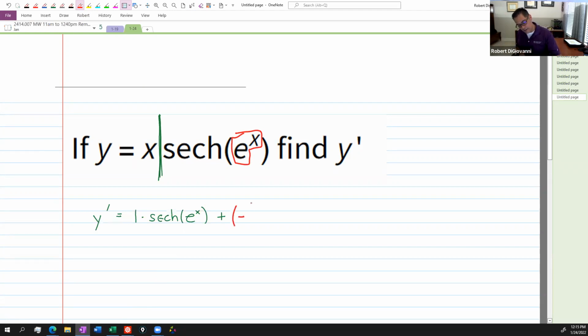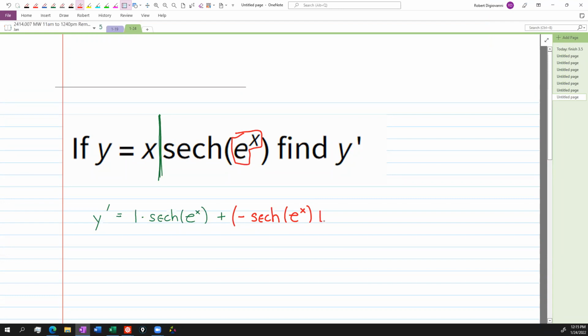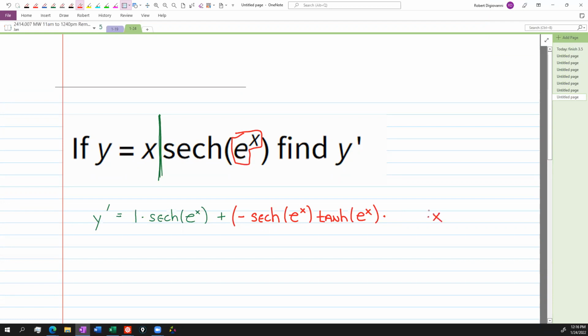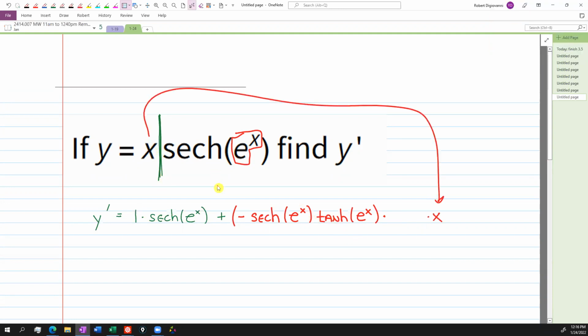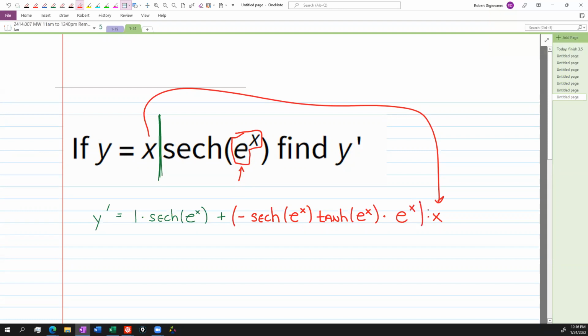The derivative should be negative. Who's got it? Negative what? Secant hyperbolic of what? E to the x. Good. And then tangent hyperbolic e to the x. Good. And then it's times 1, or is it? No, e to the x, because you're finishing out the product rule, but you have to take the derivative of what's in here, which is e to the x too. Oh, okay. There we go. I got mixed up with the derivative of that.